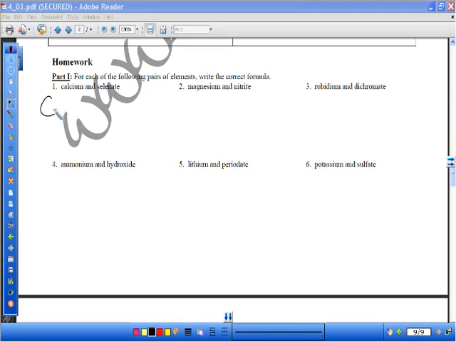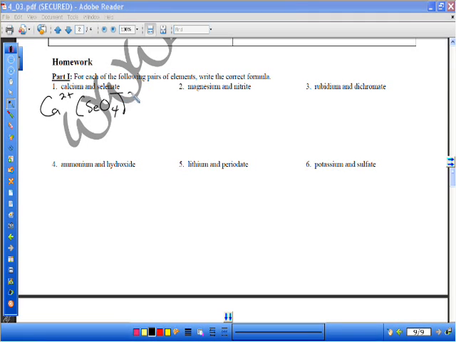So here we're going to write the formula. So just write oxidation state, ATE. ATE, you need to go to your chart and find selenate, and that's SeO4, and that has a -2 charge.